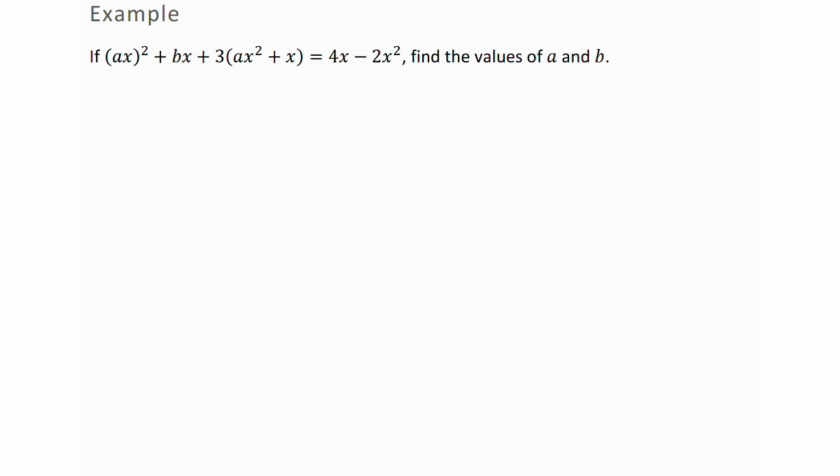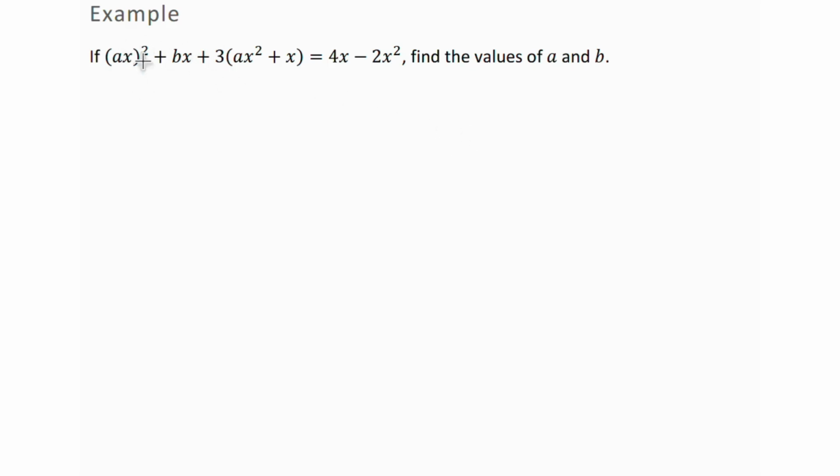If ax squared plus bx plus 3ax squared plus x is equal to 4x minus 2x, find the values of a and b. And we're going to do this by equating the coefficients. What that means is what we know is on the left-hand side and the right-hand side, the coefficients of x squared have to be equal, and the coefficients of x have to be equal.